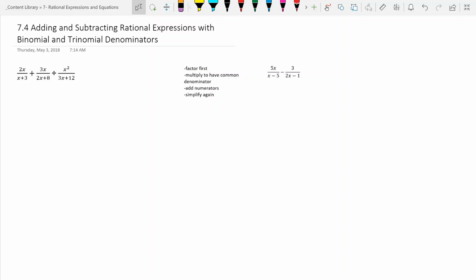All right, building on the stuff we did in the last video, we're going to still do adding and subtracting rational expressions, but now we're going to do it with some binomial, trinomial denominators. So it's just a little harder. It still works the same basic way. We'll look at this one.